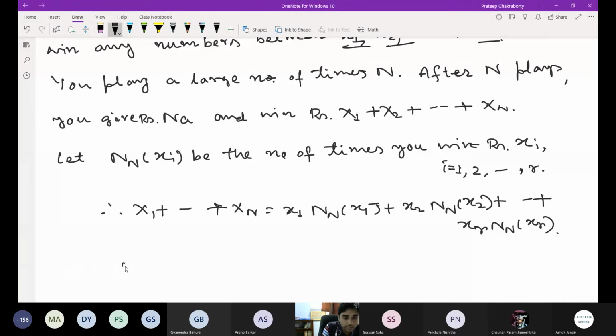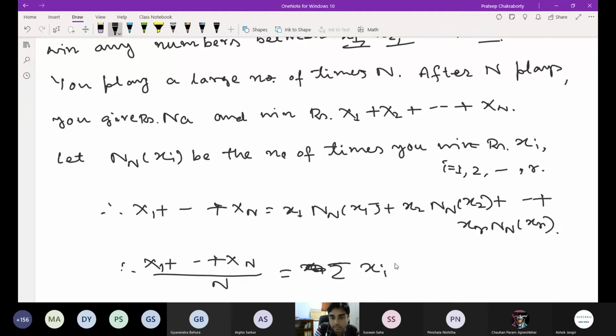So the average amount which you will win is the summation of xi N(xi) divided by capital N, with i equal to 1 to n. Any questions till now? Any of you have any questions?